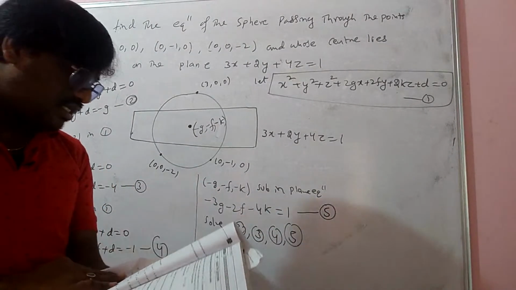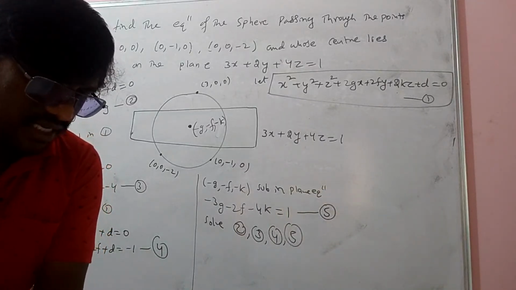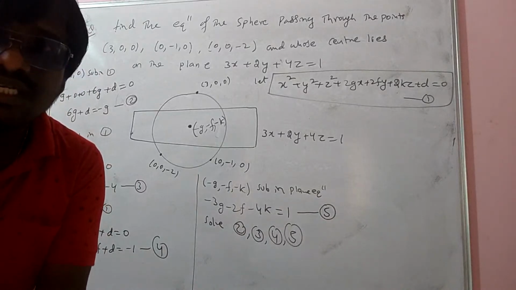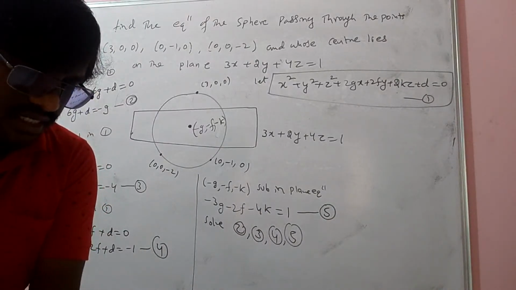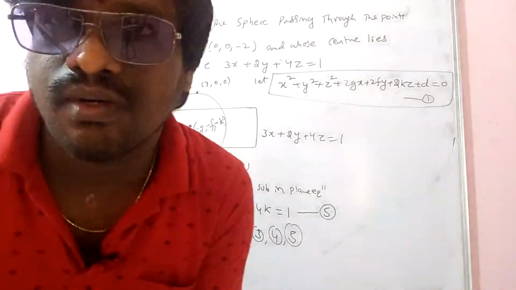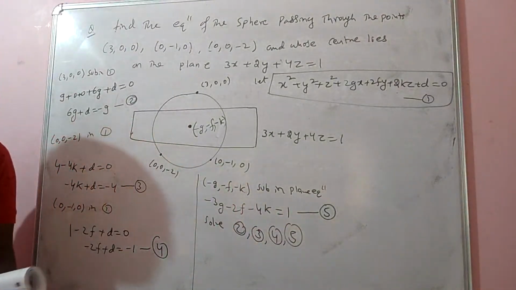Tanishka said some answer is what? Yes, Tanishka, you are correct. 6x square plus 6y square plus 6z square minus 16x plus 9z minus 6 equal to 0. Yes, Tanishka, your answer is correct. So are you getting it now?